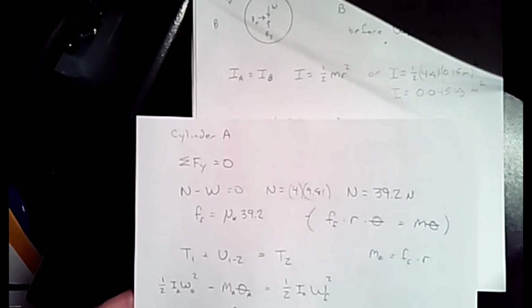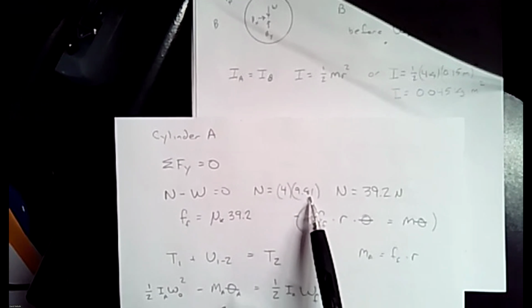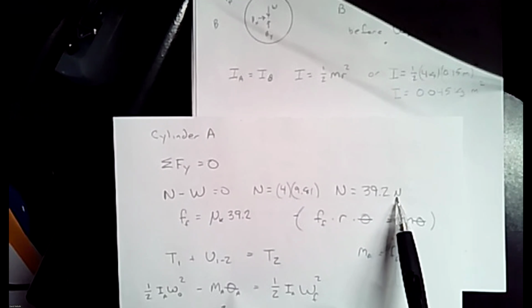So we'll start with cylinder A. Instead of drawing this for you, because the focus is not so good, I'm going to go ahead and walk through this. I would say the more you can do this on your own, the better off you're going to be. So see what you can do with cylinder A before you look at my work. Now, cylinder A: the sum of the forces in the Y is zero. So normal force minus W equals zero. Therefore, normal is 4 times 9.81, or 39.2 newtons.